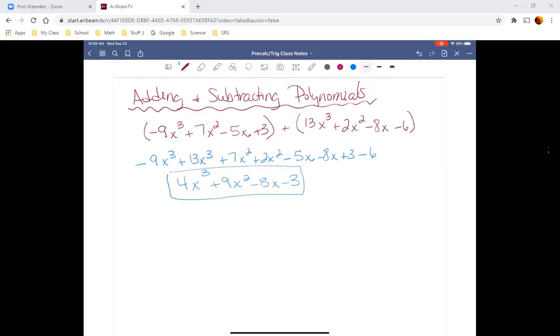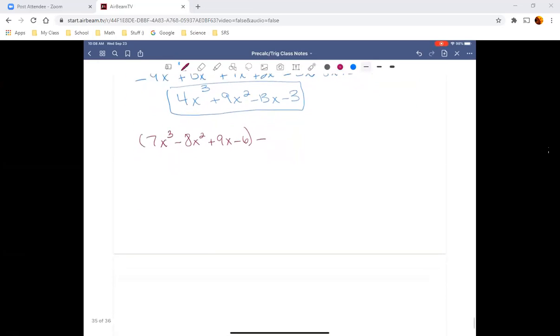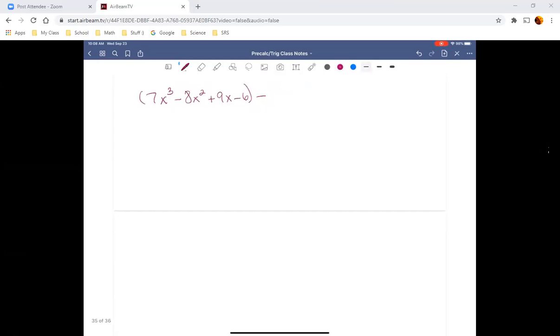All right. So what if we wanted to move on to doing some subtraction problems? So let's say we had 7x to the third minus 8x squared plus 9x minus 6. And now I want to subtract another polynomial. I'll move that up for you guys. And let's say the other polynomial is 2x to the third minus 6x squared minus 3x plus 9.